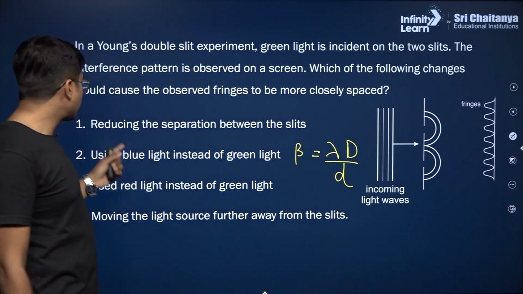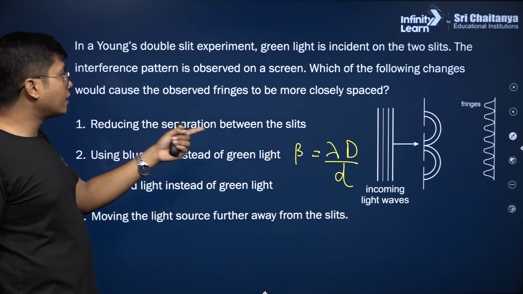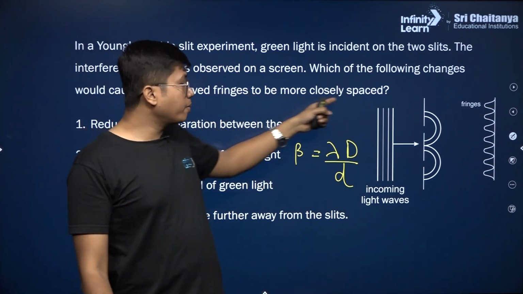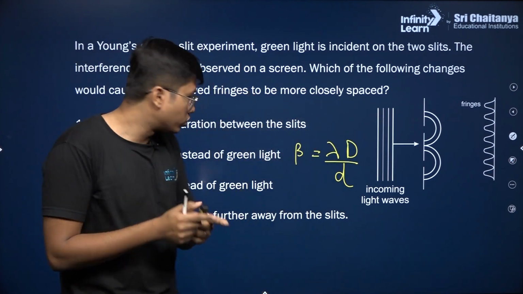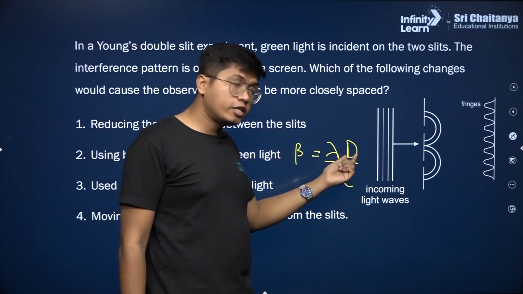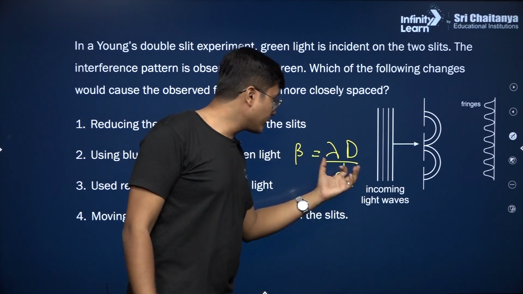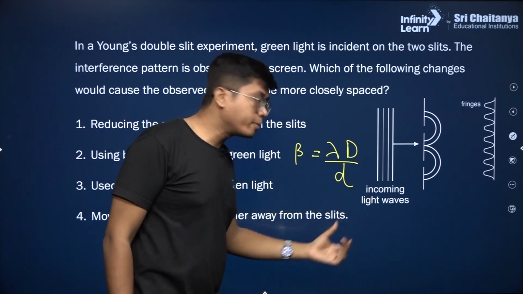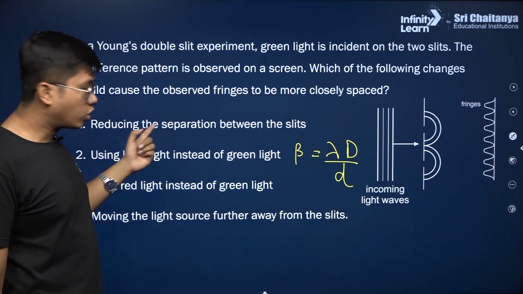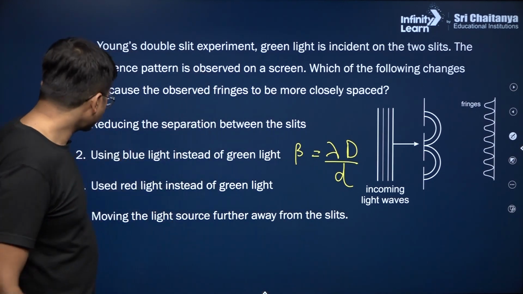So the first option says that reducing the separation between the slits, we want beta value to go down because we want the fringes to be more closely spaced. The fringe width has to reduce. So if we try to reduce the separation between the slits, which means reduce small d, then you are reducing the denominator. If you reduce denominator, the number itself goes up. So this statement cannot be true because reducing d would increase beta.